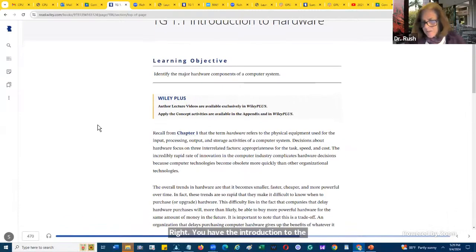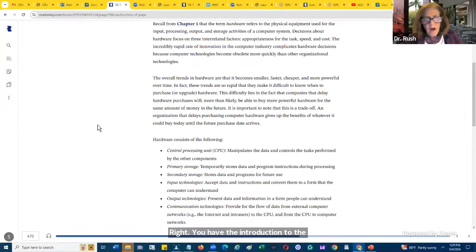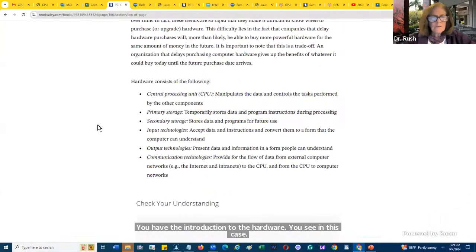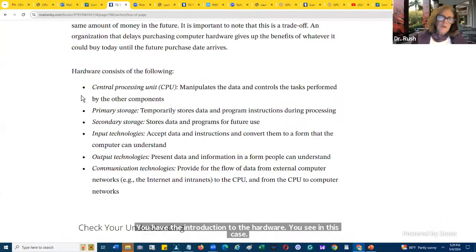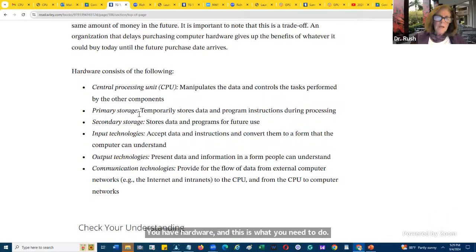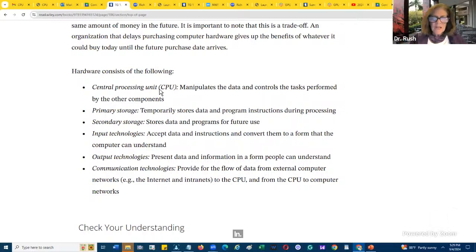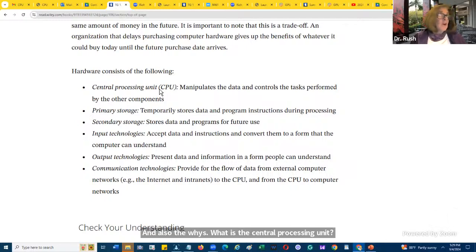You see in this case, you have hardware, and this is what you need to do. Hardware we're going to cover, and you should know it, and also the whys. What is the central processing unit? Who cares? A lot of these things I want you to ask yourself, who cares? Why is that important for business? Why is it important for me creating a business? It manipulates the data and controls tasks performed. Sort of like the brains of the computer.